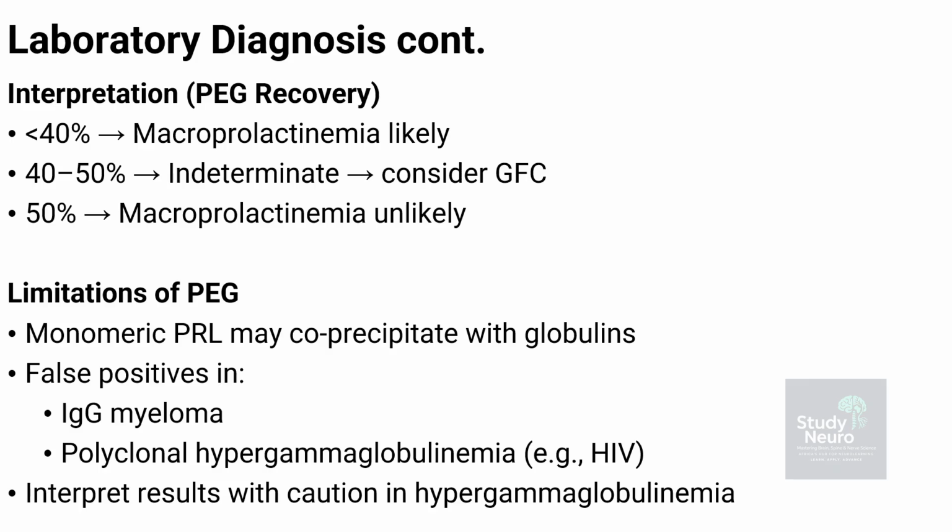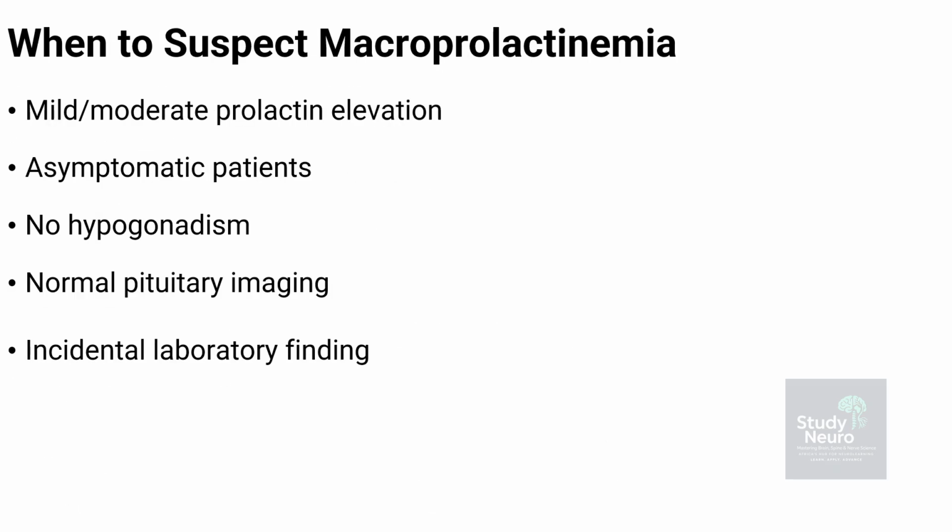For this reason, PEG results should always be interpreted in the appropriate clinical context, and caution is required in patients with known hypergammaglobulinemia. When you see a raised prolactin level in someone who feels completely fine, that should already make you pause. If the elevation is only mild or moderate, there's no hypogonadism, and the MRI of the pituitary is normal, macroprolactinemia should be high on your differential.